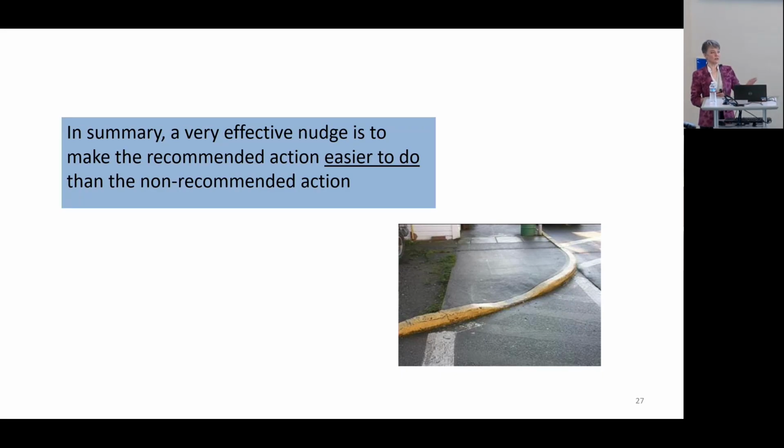Because even though these were initially implemented because of the Americans with Disabilities Act, it in fact turns out that they're easier for everyone to use. And so pedestrians and bicyclists and skateboarders will all end up using that ramp because it's easier to use than stepping over the edge.